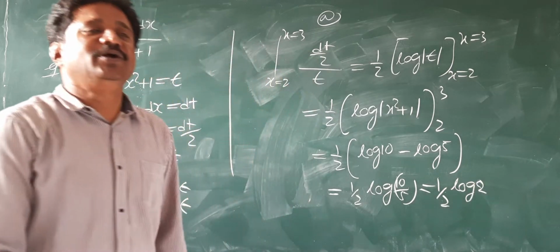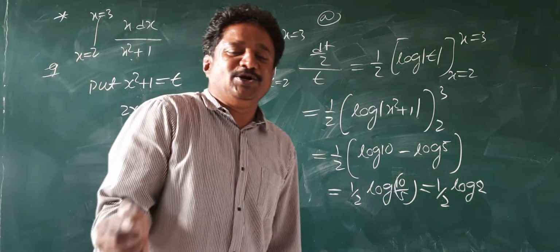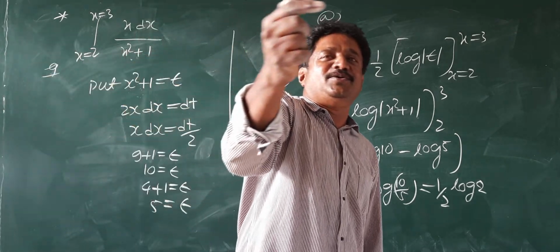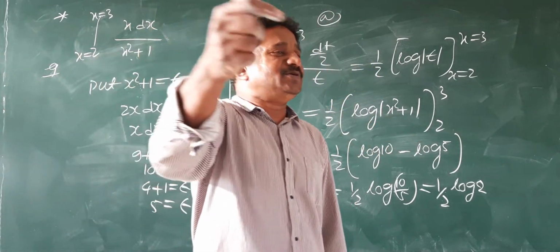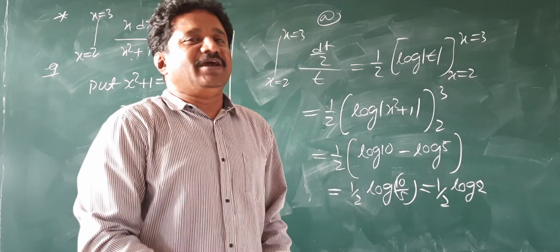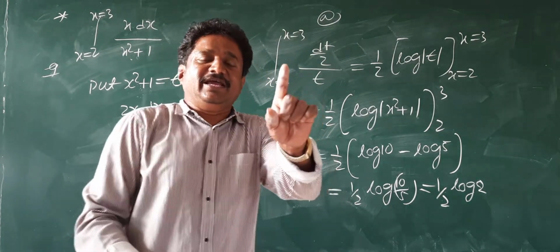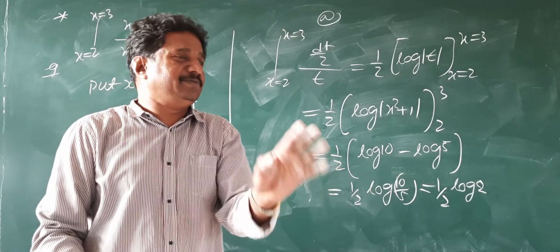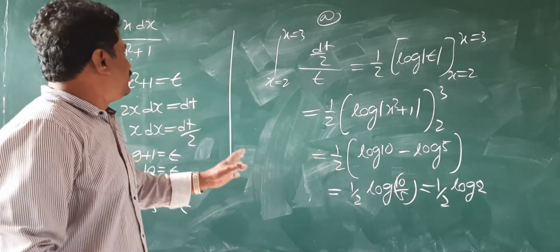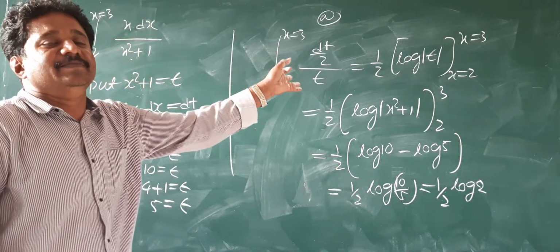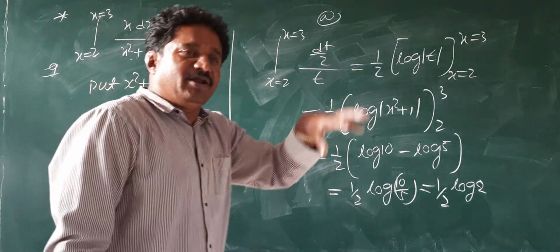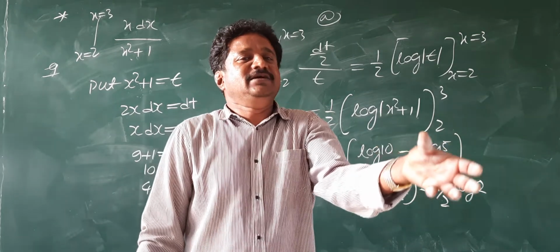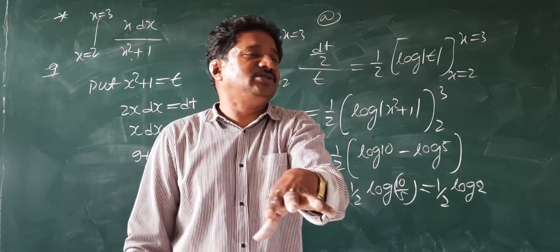I hope you understood. The general point to be remembered is substitute x values to x, t values to t. You can apply t values to t, x values to x. Keep that in mind. So instead of substituting like this every time, whenever we go for the put method, simultaneously you go for changing limits also.